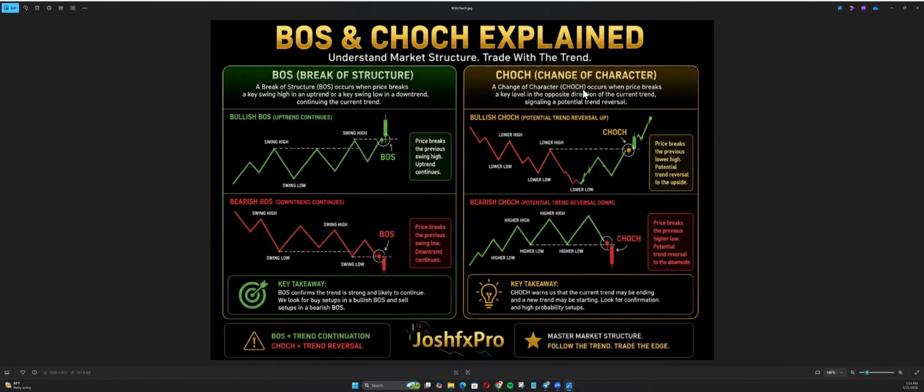Now talking about the change of character, which is known as the CHOCH. Most people use that phrase or this short form on their charts. You would always see it there, like CHOCH. Change of character occurs when price breaks a key level in the opposite direction of the current trend, signaling a potential trend reversal. Do you understand what I mean?